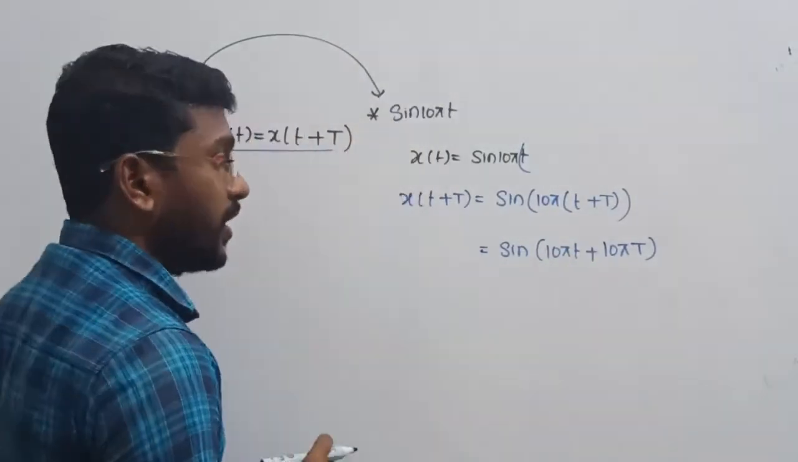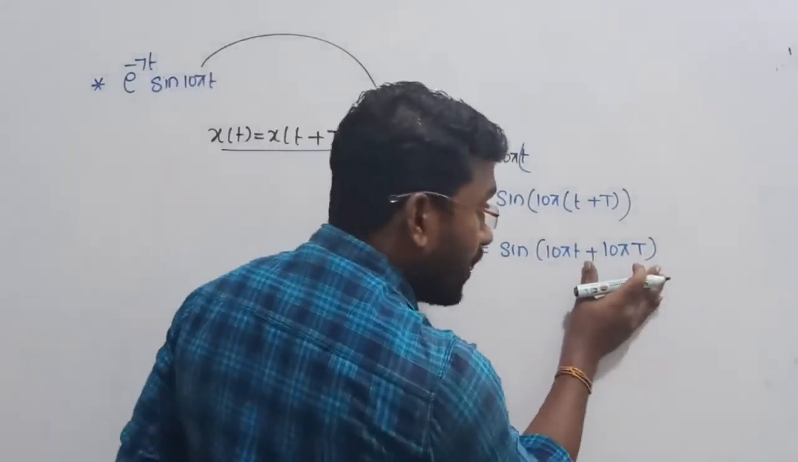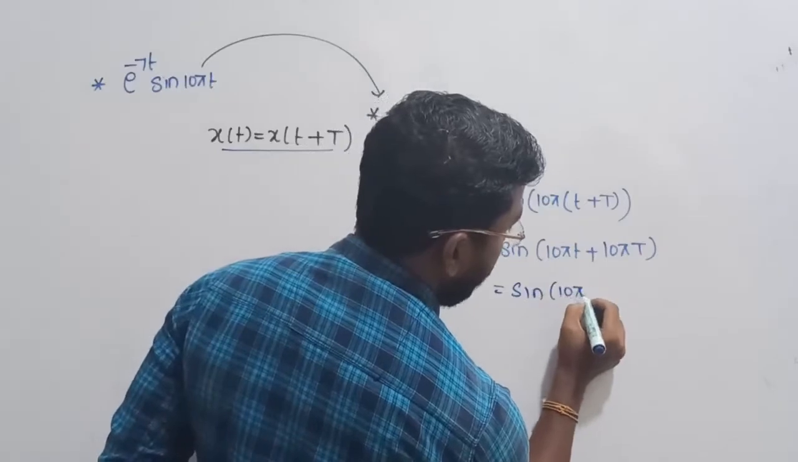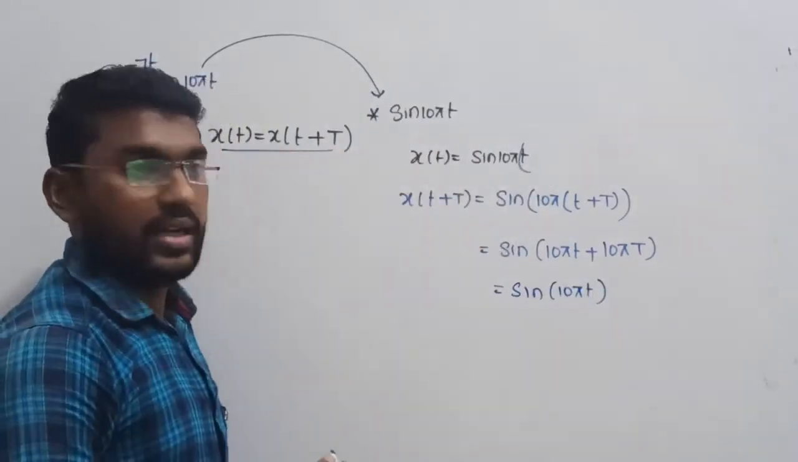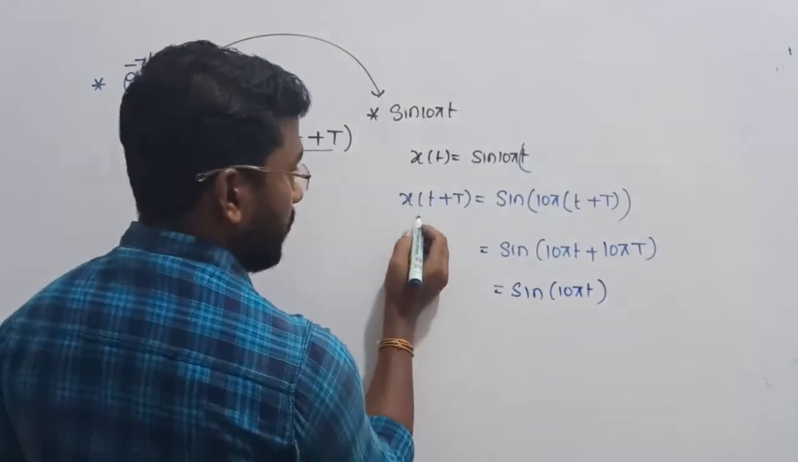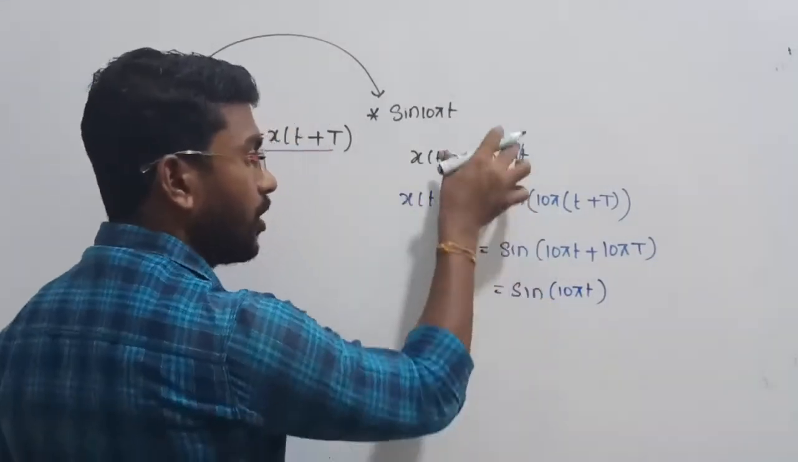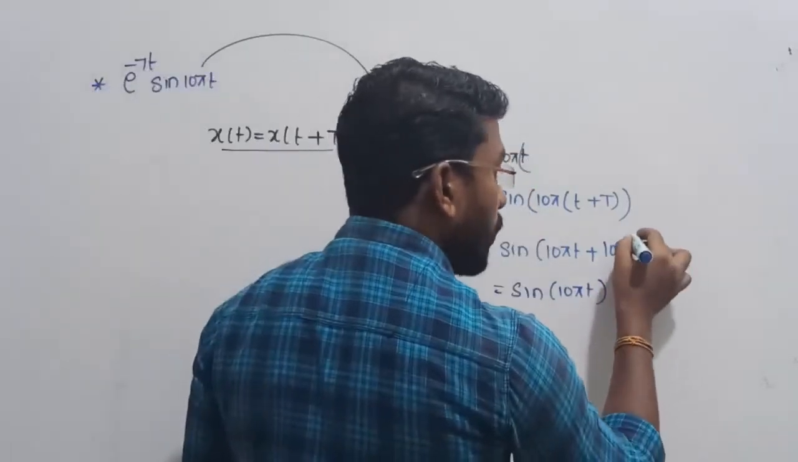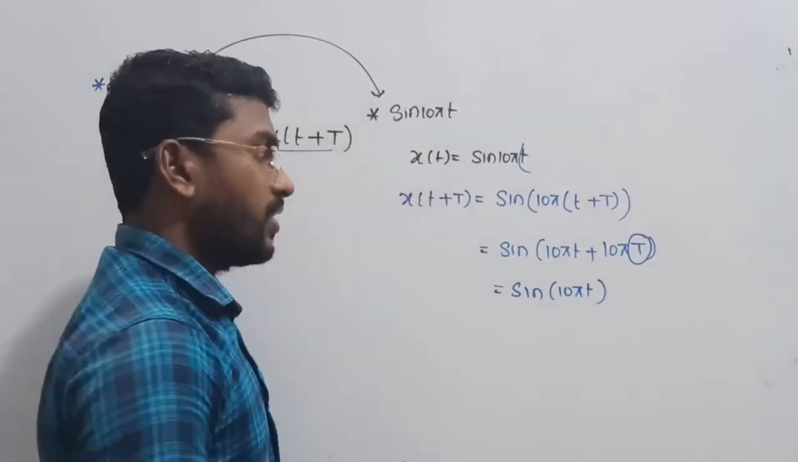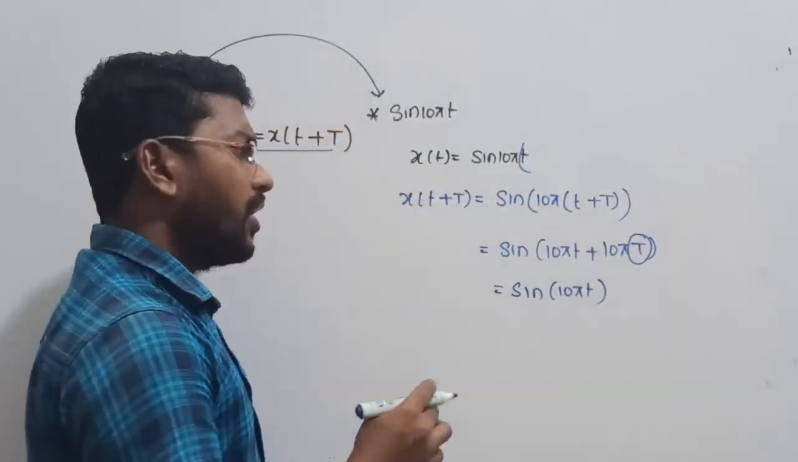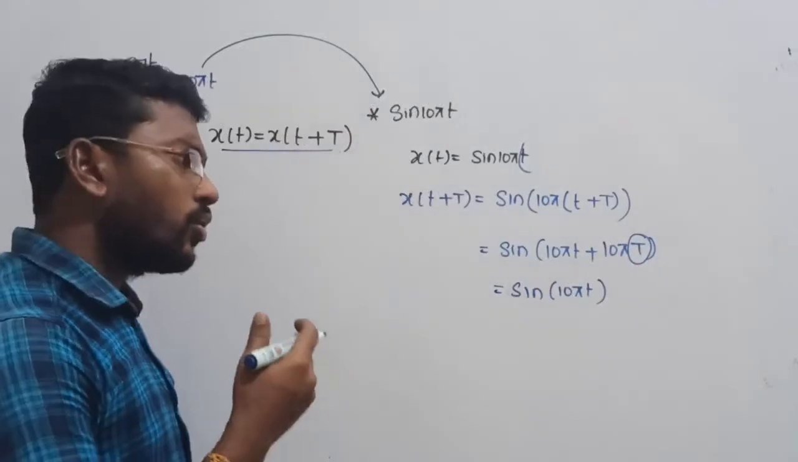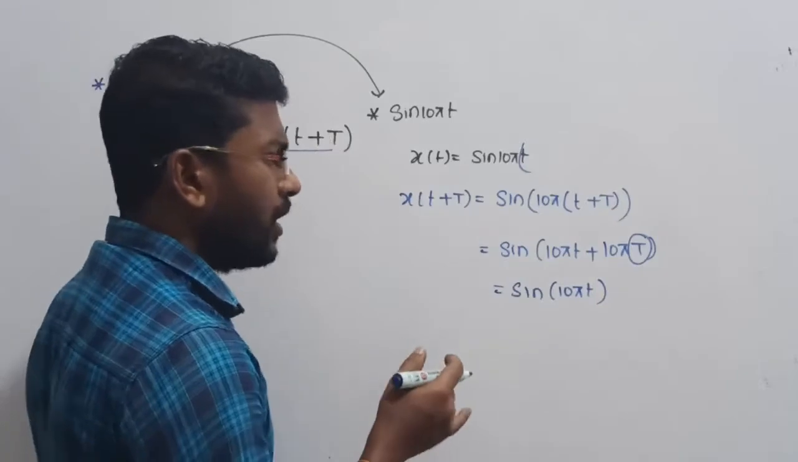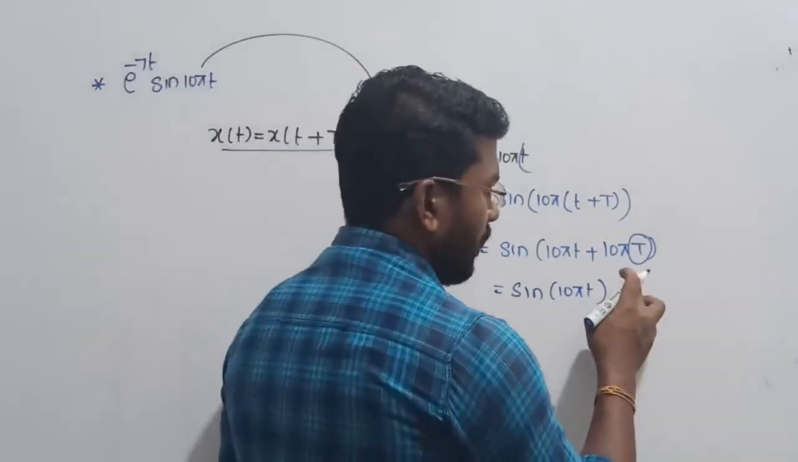Anyway, the conclusion is this: sin of 10 pi t plus 10 pi T should become equal to sin of 10 pi t. That is the condition, right? Now, can we bring x of t plus T equal to x of t? You have to check whether we can bring about this condition. In order to satisfy this condition, I have to choose the proper value for T. What proper value can you choose for T? Least value. Just go from the least possible value. For example, what can we consider, right?